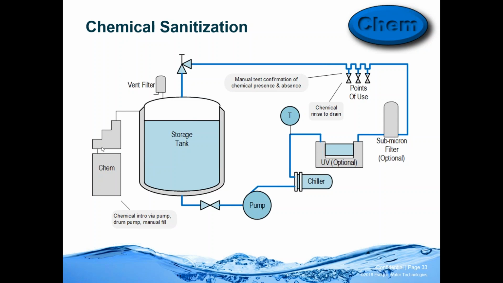Looking at chemical sanitization, this happens to show a pump in place for introduction of chemical, but there are many manual means to get it in if it is not automated or there's not a pump in place. And here now, the chemical is going to be introduced typically into storage out through the loop. Again, confirmation that the chemical is at every use point. And here, this is showing an optional cooling heat exchanger that can be very useful to control the temperature in systems that are infrequently sanitized. Ultraviolet light or submicron filter, one or both, with temperature control, all of those can be great adders to ambient systems with chemical sanitization to reduce the frequency of sanitization.